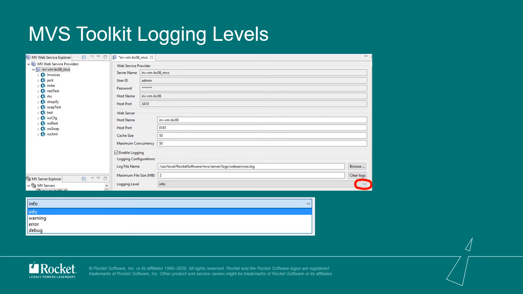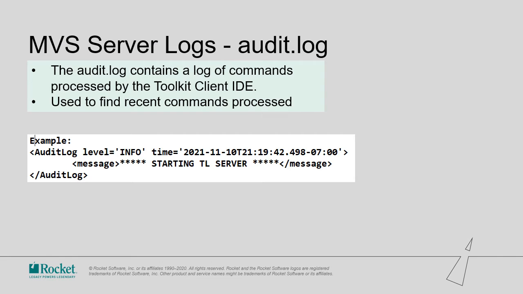Now let's discuss the server-side logs one at a time. The audit log contains entries pertaining to commands that were processed by the Toolkit IDE client. You can look in there to find recent client activity.